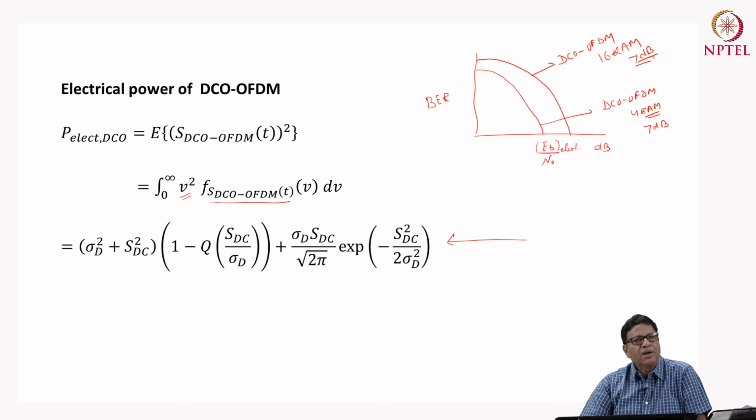So one can calculate the performance of OFDM signal for different modulation formats, and also giving different values of DC. So here I've used 7 dB. One can plot for 7 dB or 10 dB or even lesser dB, and then you will see that the higher the DC, the better is the BER performance.